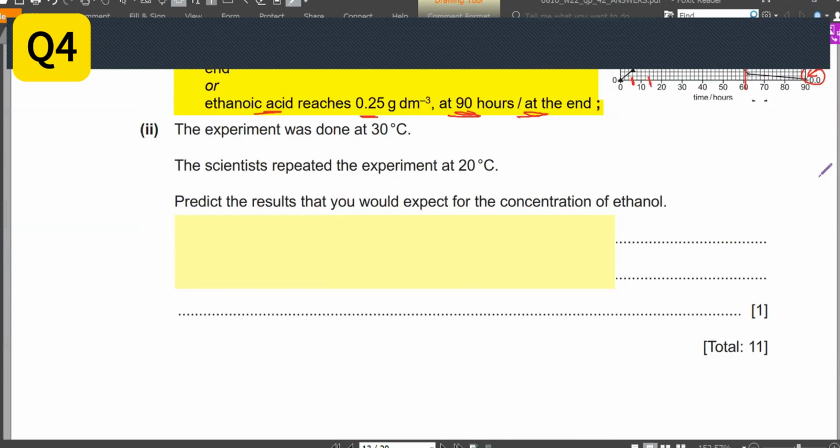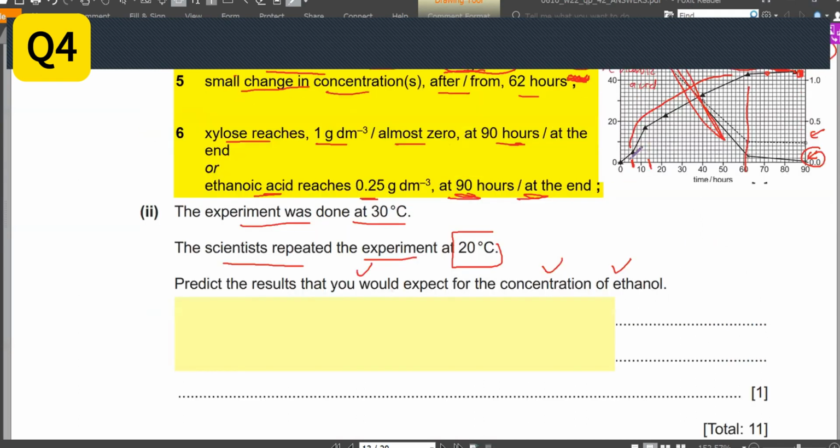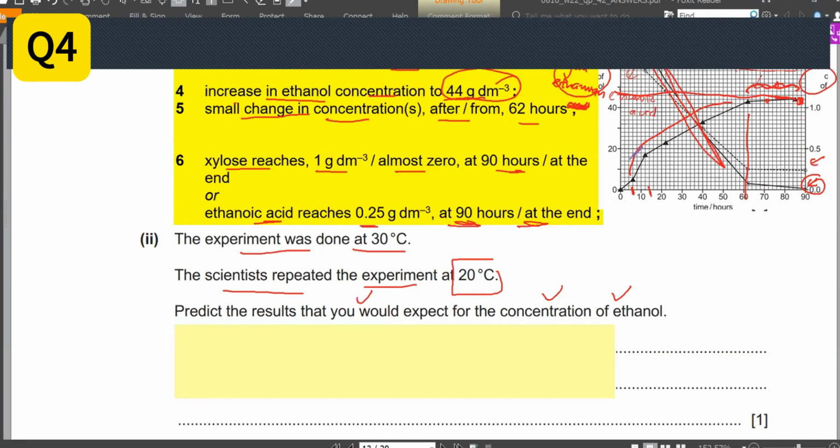Next. The experiment was done at 30 degrees Celsius. Scientists repeated the experiment at 20 degrees Celsius. Predict the result you would expect for the concentration of ethanol. We are very familiar with this. When we decrease the temperature, the rate of reaction will decrease. When the rate of reaction decreases, we expect less ethanol will be produced.